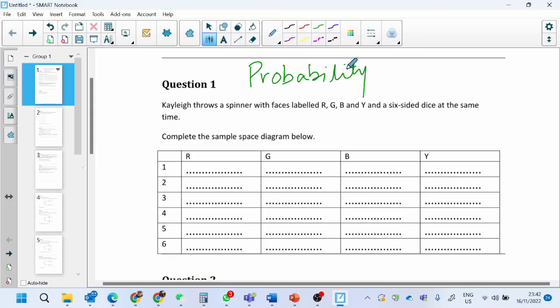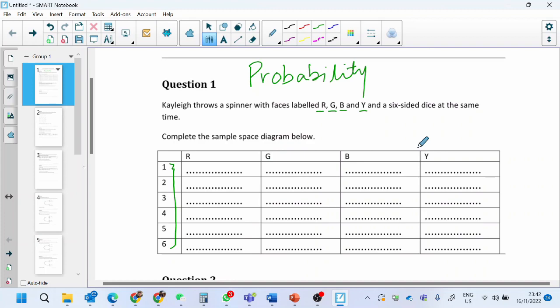to fill in a sample space diagram. The sample space diagram shows us the total possible outcomes, the sample space available with us. So here are a spinner, and the spinner has four sides: R, G, B, and Y. And a six-sided die, written 1 to 6.